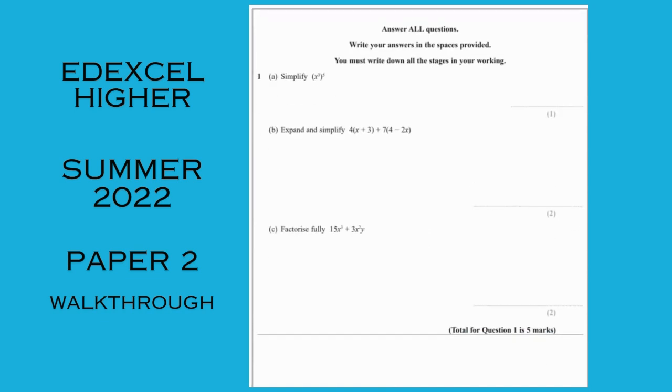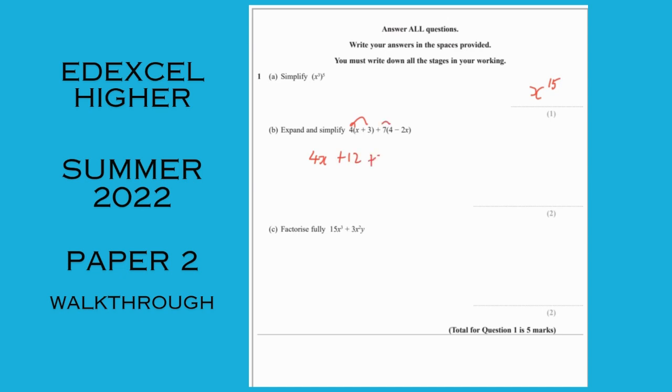Firstly, laws of indices. You have to multiply when you have a power inside a bracket to a power outside, so it's 3 times 5 to give you 15. Here, not a quadratic, so you've got 4x there and 12.